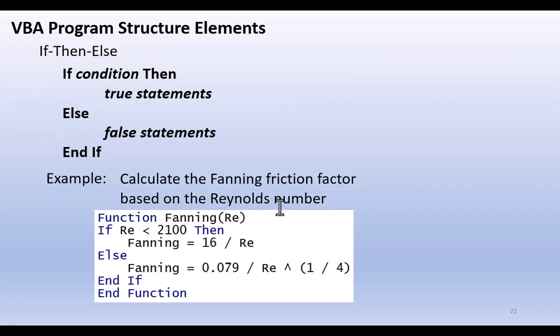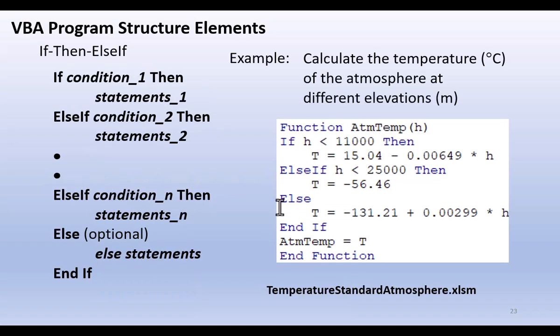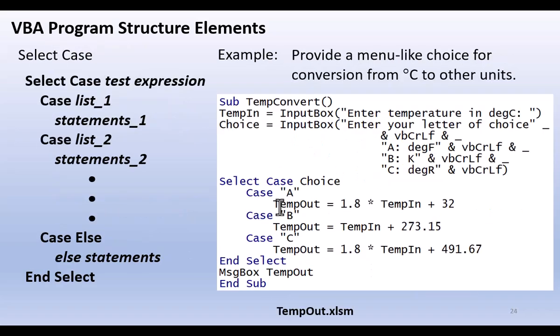This was our example of the if then else. This shows the general structure of the if then else if, and the example we used for the standard atmosphere and the temperature calculation. And there's a file there for you on that. And then we have the select case structure, which starts with select case and ends with end select, and has case, and it actually has the possibility for a case else if the response is none of these items. And that's in a file for you called temp out.